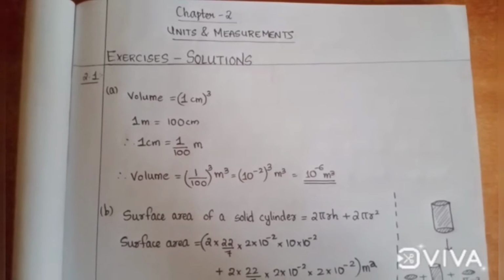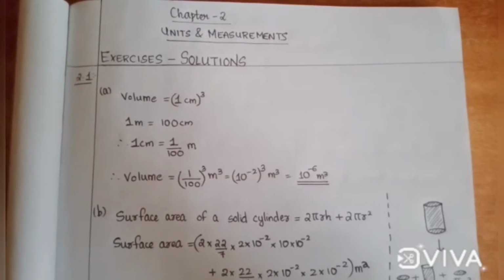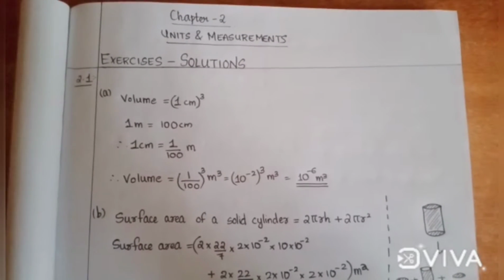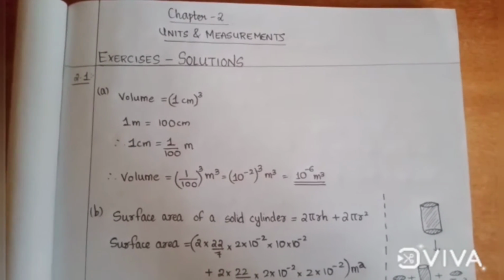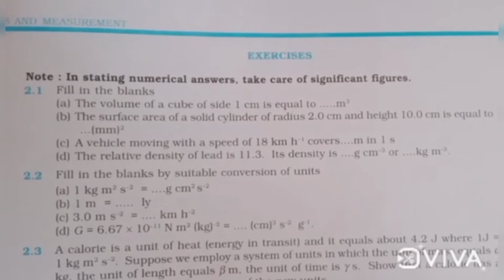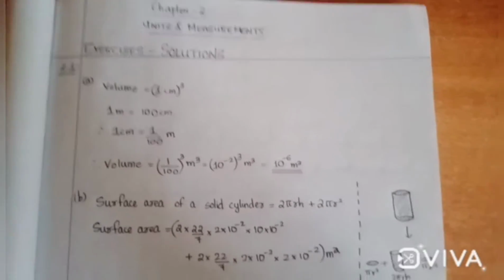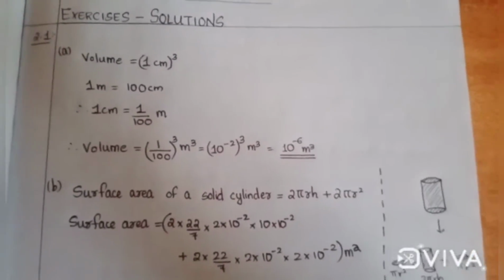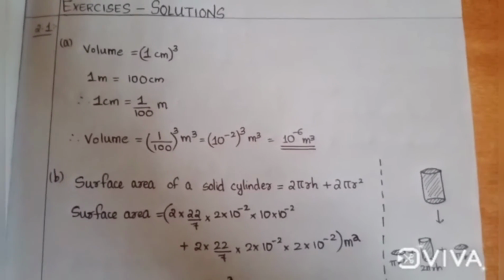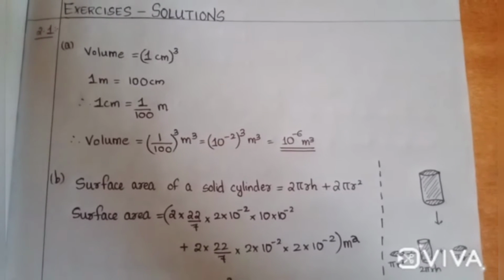Today we are going to discuss the NCERT exercise solutions of the chapter Units and Measurements. Let's go. In this video we are going to discuss question number 2.1. First part is question number A, that is to find the volume of a cube of 1 centimeter in meter cube.